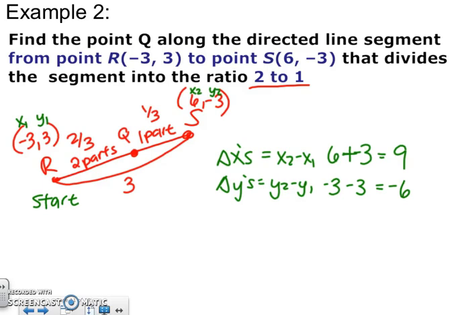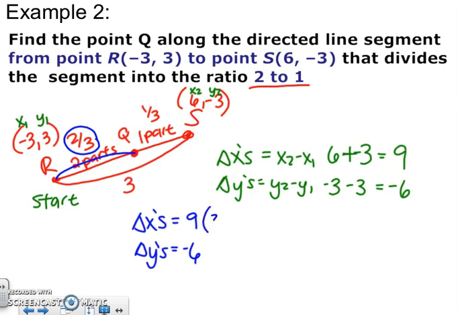Okay. Once you find your change in X's and change in Y's, you need to figure out what fraction to use. And since this was my starting point, to go from Q to R, I need to use my 2/3. So for my change in X's, I had a 9, and for my change in Y's, I had a -6. So I'm going to times those numbers by 2/3. Okay, 9 times 2/3 is a 6, and then -6 times 2/3 is a -4. Okay, so I need to add 6 on my X's and subtract 4 on my Y's from my starting point.